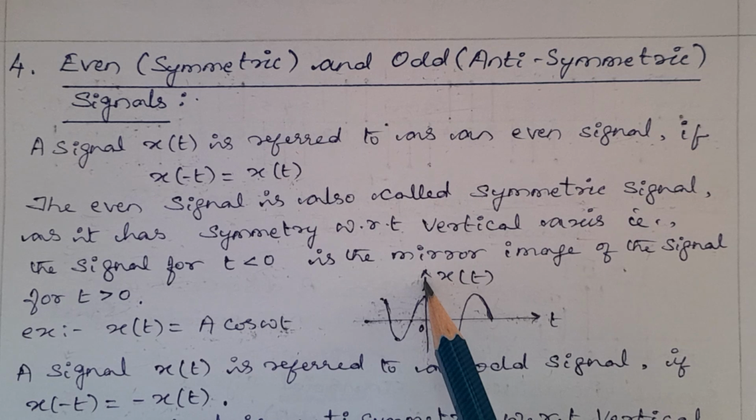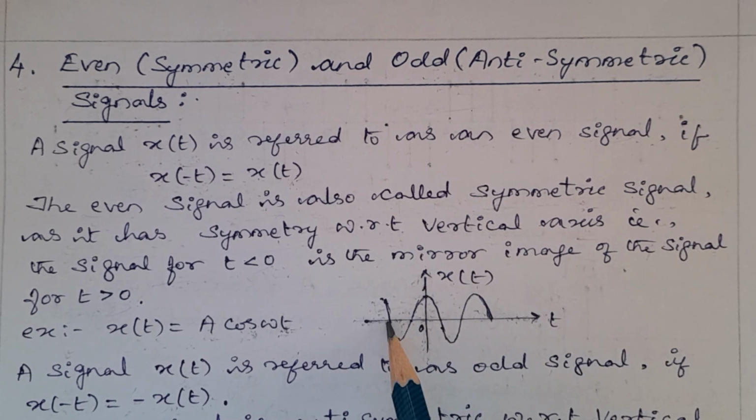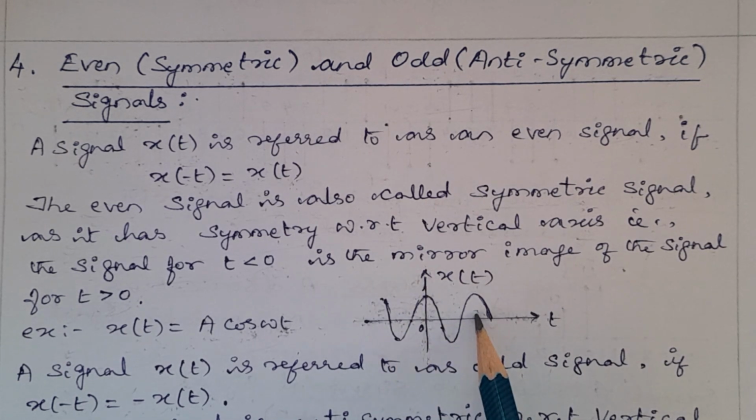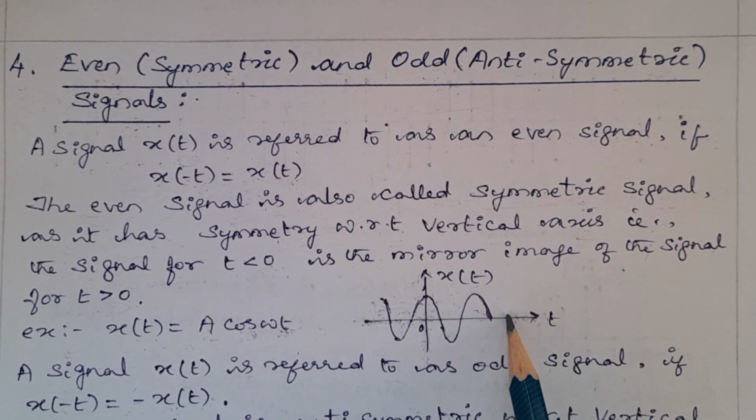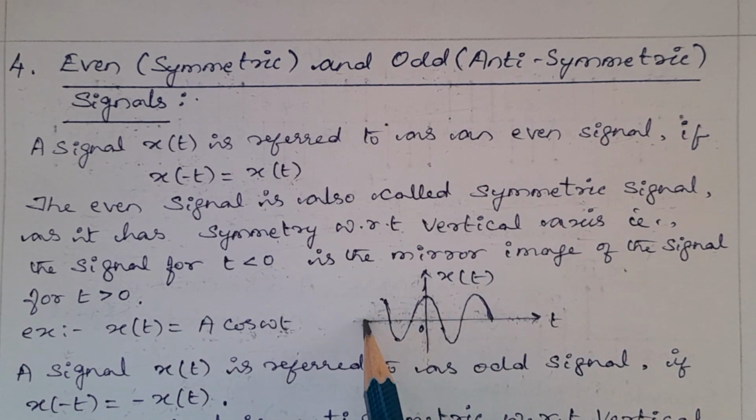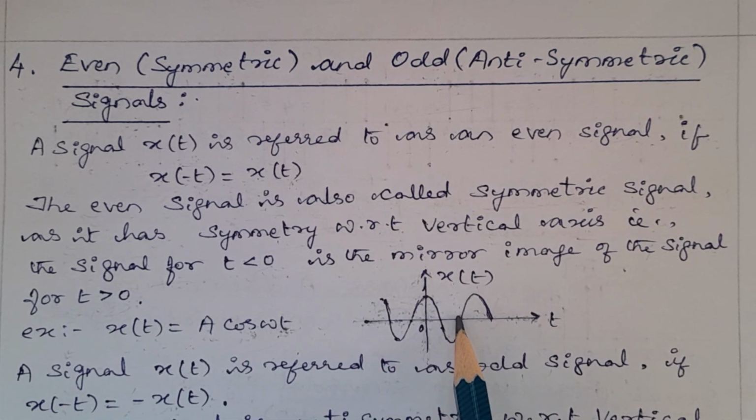axis. That is, the signal for t less than 0 is the mirror image of the signal for t greater than 0. T greater than 0 is the positive side and t less than 0 is the negative side. This signal for t less than 0 is the mirror image of the signal for t greater than 0.